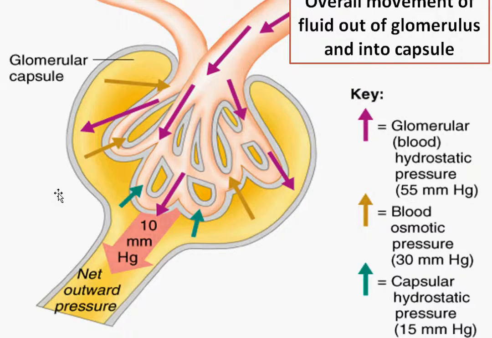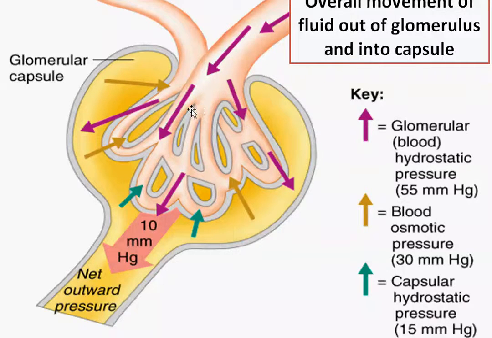You may want to take a second to make sure you know which arrow is pointing where in your notes, since they are black and white. Here are the green arrows, which is the capsular hydrostatic pressure. Also moving back in is the blood osmotic pressure, or just osmotic pressure. And coming out is the glomerular or blood hydrostatic pressure.